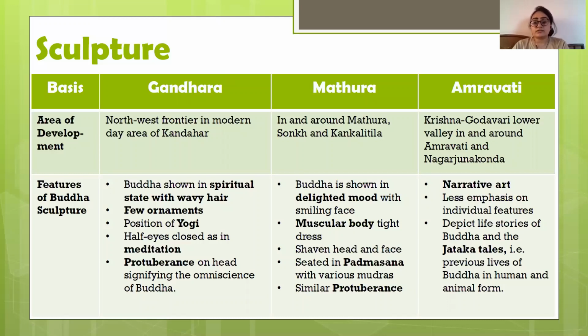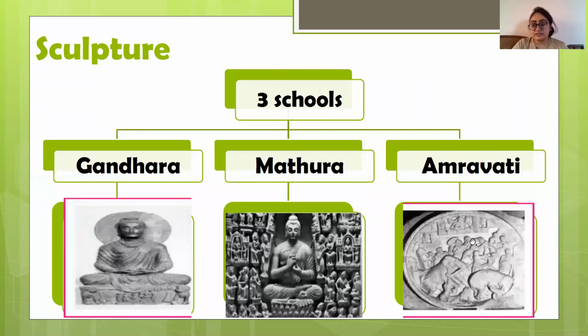Jataka tales were asked in UPSC prelims. What are Jataka tales? Jataka tales are stories about previous lives of Buddha in human and animal form. There are around more than 500 such stories. So Amravati is a narrative art. Here, if you can see, some narration is being shown. This is the sculpture of the Gandhara school, this is the sculpture of the Mathura school, and this is the sculpture of Amravati, which shows some narration or stories about Jatakas or early lives of Buddha.